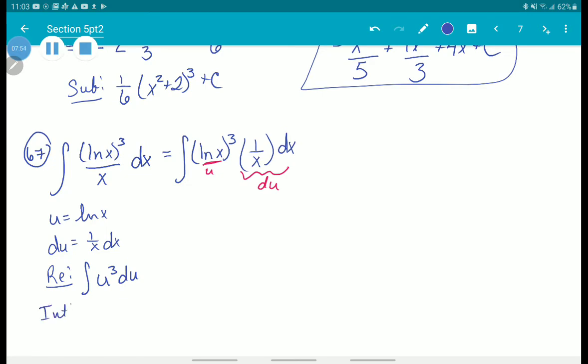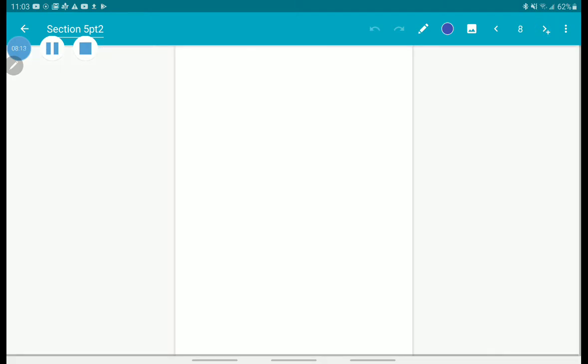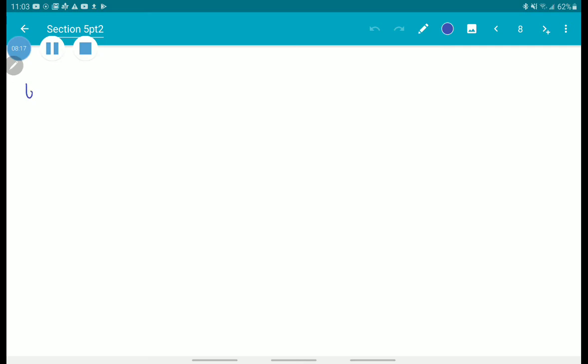If we integrate that, we get u to the 4th over 4 plus c. So then when we do our back substitution, we're going to have 1/4 times ln of x to the 4th plus c. So there's our final answer. Let's do 68.